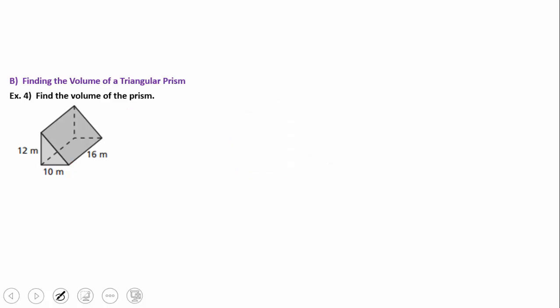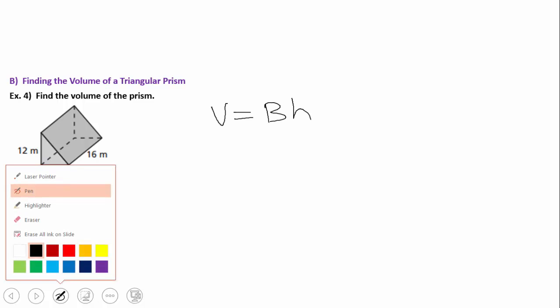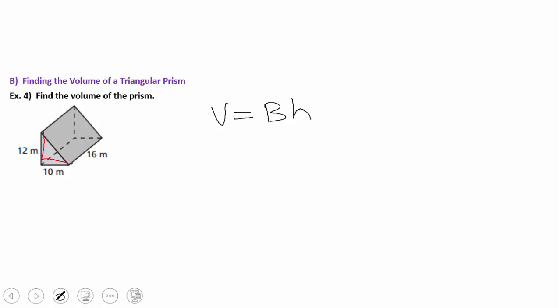Let's try now with a triangular prism. Find the volume of a triangular prism. Guess what formula we're going to use? Absolutely right. The same dang darn one. But now when we look at this prism, we see that our base is a triangle. So we've got base times height divided by 2 for that triangle.